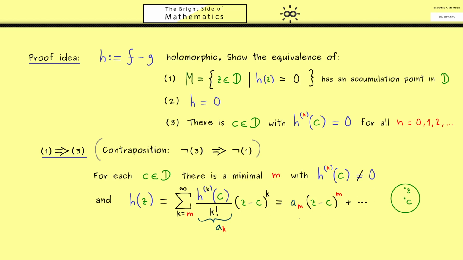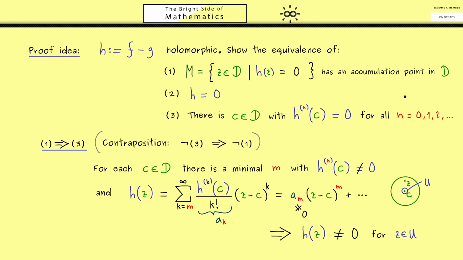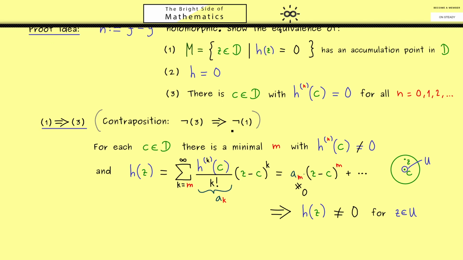This means this can be made very, very small if we are very close to c. Moreover, we also know that for the first part here, the coefficient a_m is not zero. Hence, if z is not c, the whole function h(z) is not zero. And indeed, that's all we need here. We just need one small neighborhood of c, which we call U. However, this now means that our set M here, which consists of the zeros of h, has no accumulation point. So you see exactly what we wanted to show.